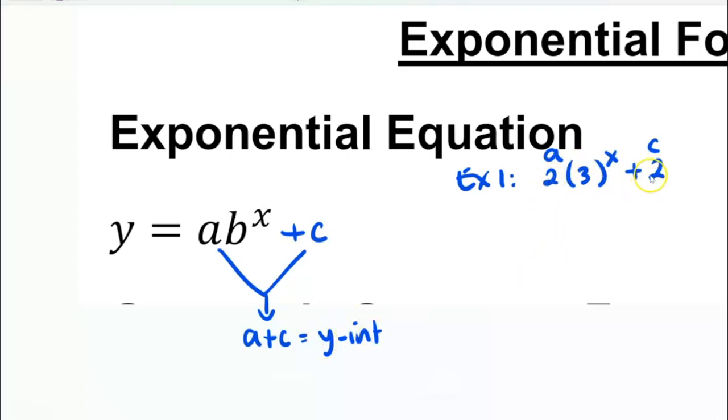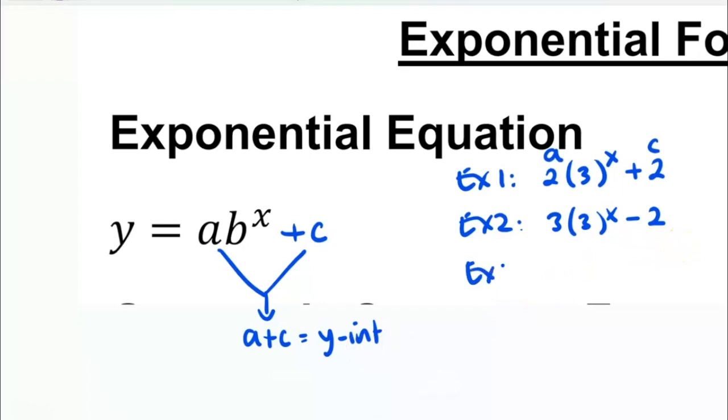So 2 plus 2 is 4. Let me give you another example. See if you can do this one without me actually doing it. What you should have done is the same thing. This is A, which is 3. This is C, which is -2. 3 plus -2 is +1. So the y-intercept is +1.